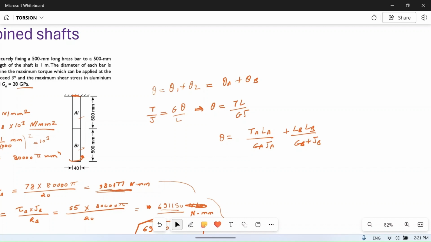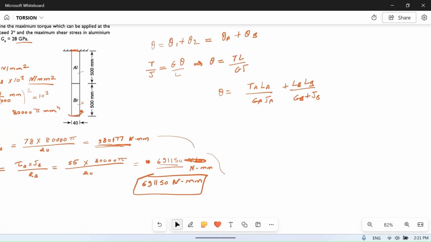Now the torque will be the same in both shafts. This torque we selected is for shear stress. For this theta, we will find the torque. What is the allowable maximum torque which it can take? This is T. So torque will be the same because the shafts are in series, and theta will be added. Theta is equal to theta 1 plus theta 2, but T1 is equal to T2.